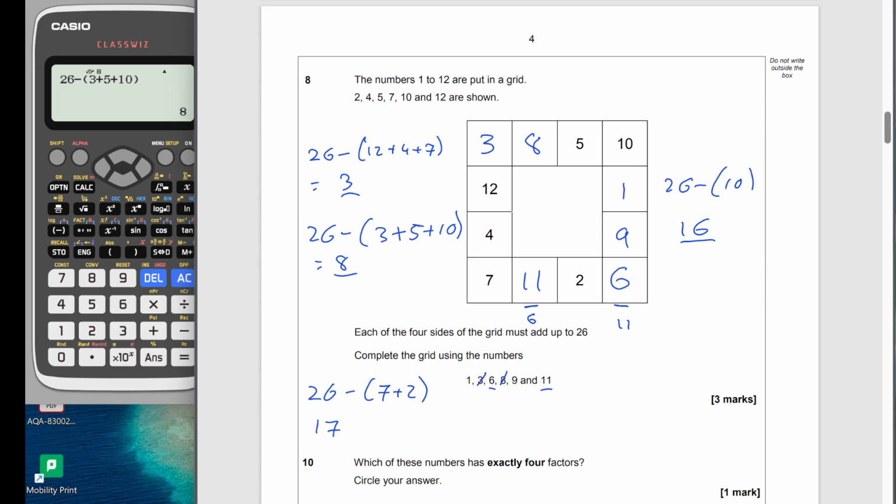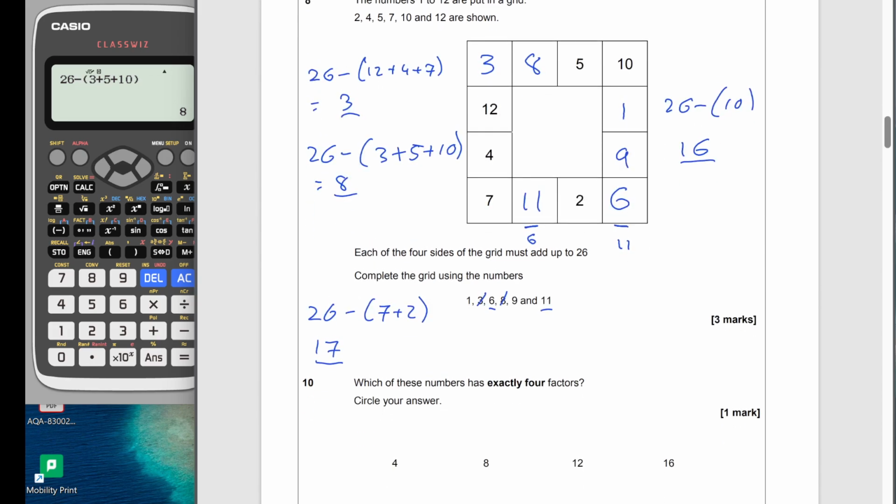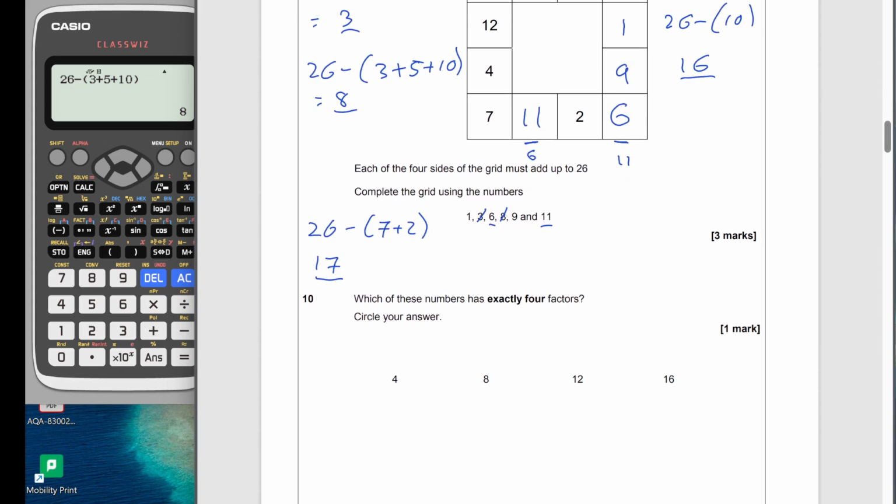Right, let's move on to our next question then. Which of these numbers has exactly 4 factors? Circle your answer. So exactly 4 factors. 4 has got the numbers 1, 2 and 4, so that's got 3, so it can't be that one. 8 has got 1 and 8, 2 and 4. So 8. We could show the others have got more than 4 factors, but I don't think we need to.